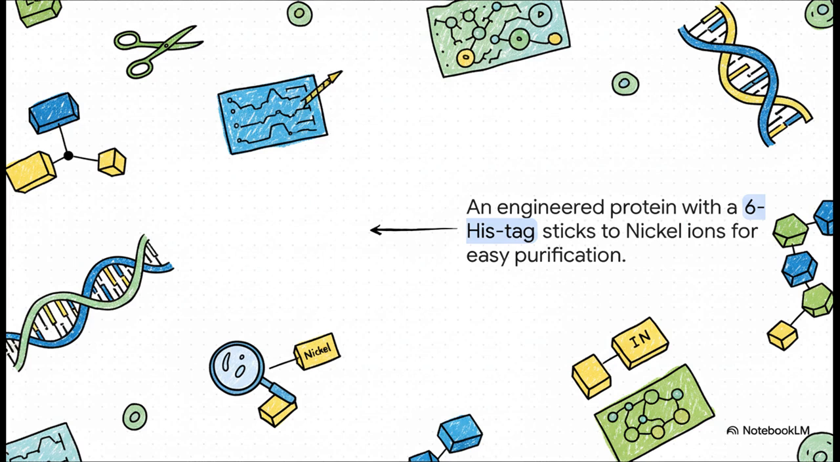We can add a tiny tag called a 6-his tag to our target protein. This tag is super sticky to the metal nickel. So we just use a nickel magnet to pull our tagged protein right out, leaving everything else behind. It's a super clever way to purify proteins.